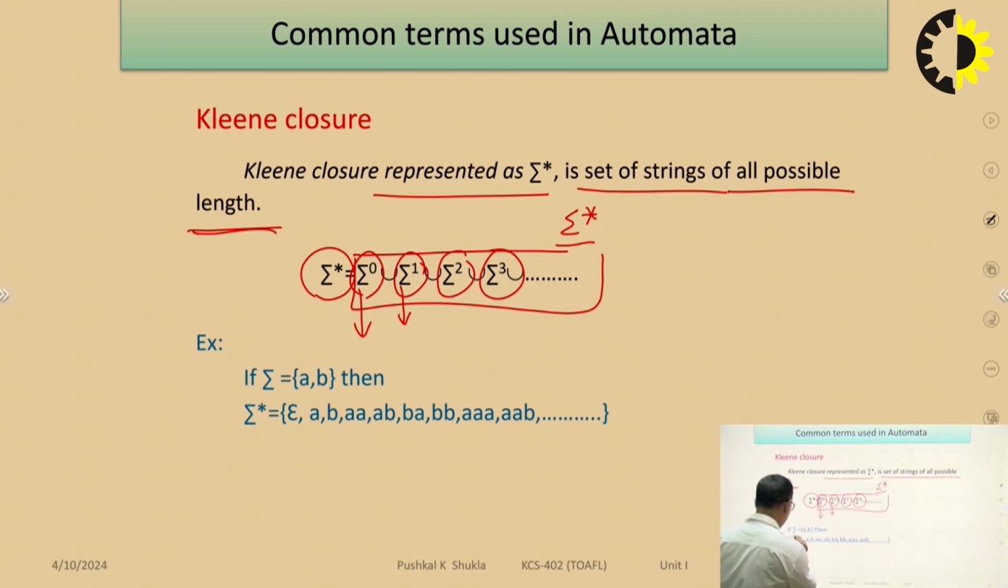For example, sigma equal to {a,b}, then sigma star will be: 0 length, that is the empty string epsilon; 1 length, a and b; 2 length, aa, bb, ab, ba, all should be there; 3 length, aaa, aab, and so on. So this is sigma star.